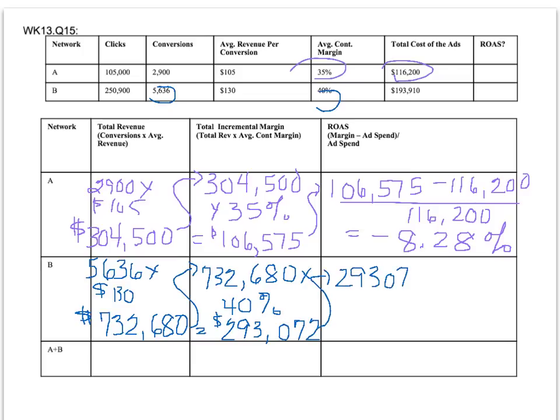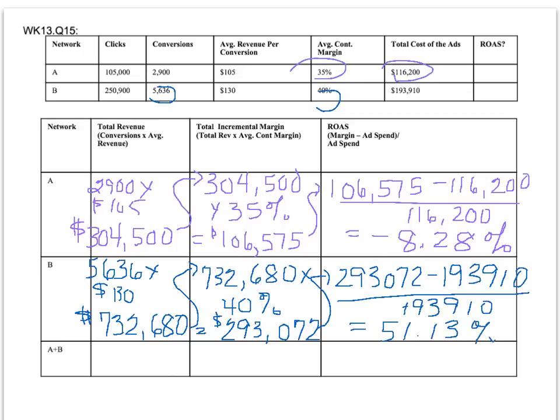Moving that into our formula here, we had a cost on network B of 193,910 for a return in this case of 51.13%. Moving down to the line where you combine the two, you must not just take the average of negative 8.28 plus 51.13 divided by 2, because your bases are different. So when your bases are different, you just can't take a straight average. You've got to add the two together.